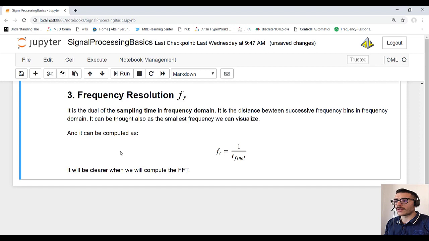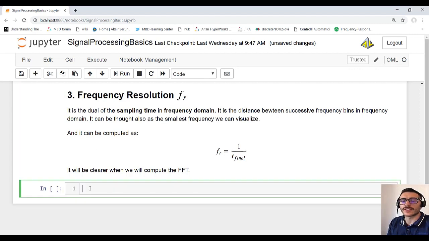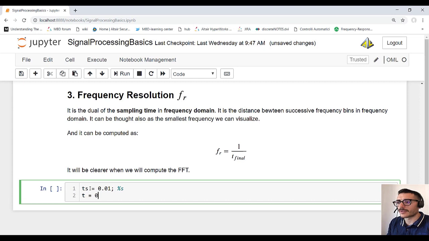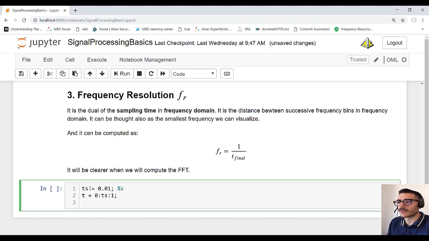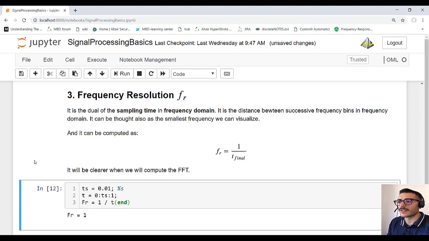Here is the formula on how to compute that. We can see that it depends on the length of the acquisition time. But let's try to compute it for the same example I considered before, the 6 Hz cosine wave. So let's redefine the sample time and the time array. Let's type the formula for the frequency resolution. If we run this code, we will get 1 Hz, since the length of the acquisition time in our case is 1 second. We are starting from 0 seconds and we record the signal until 1 second.